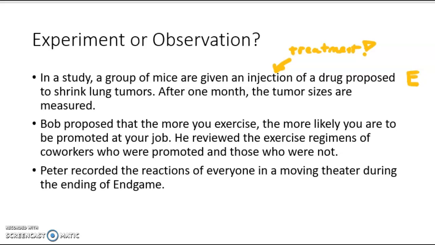Bob proposed that the more you exercise, the more likely you are to be promoted at your job. Interesting. He reviewed the exercise regimens of coworkers who were promoted and those who were not. Since he's not imposing a treatment, this is going to be an observation. And then Pete records the reactions of everyone in a movie theater during the ending of Endgame. So he's just taking it all in. That's just another example of observation. Again, no treatment was imposed.